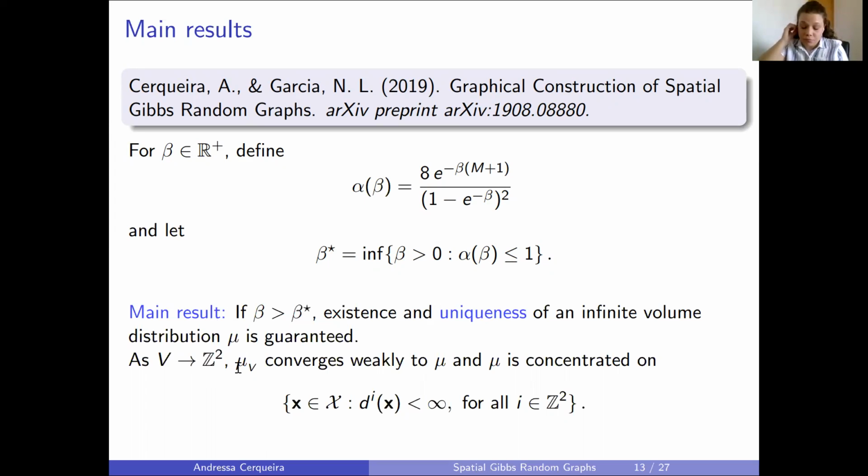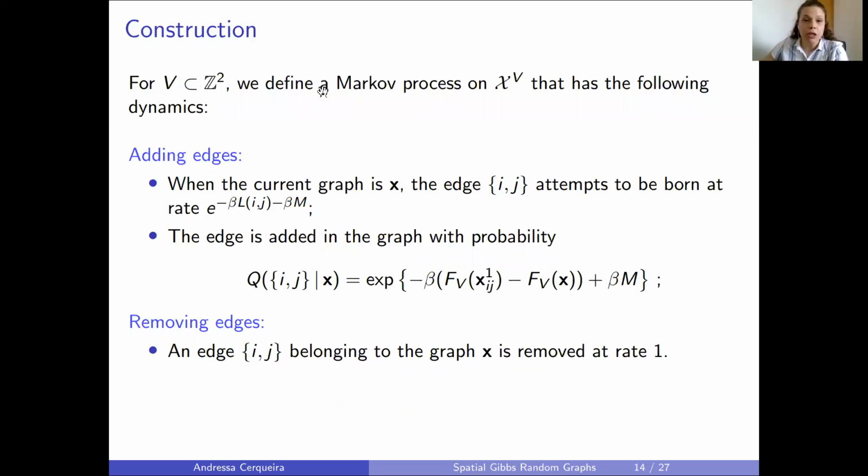So this is the technique that I'm going to talk about now, how to do this. First, let's see how we can construct the measure μ_V when V, the set of vertices, is finite. When V is finite, we are going to define a Markov process on the set of graphs in such a way that at each time, I'm going to remove an edge in the graph, or I'm going to add an edge in the graph.